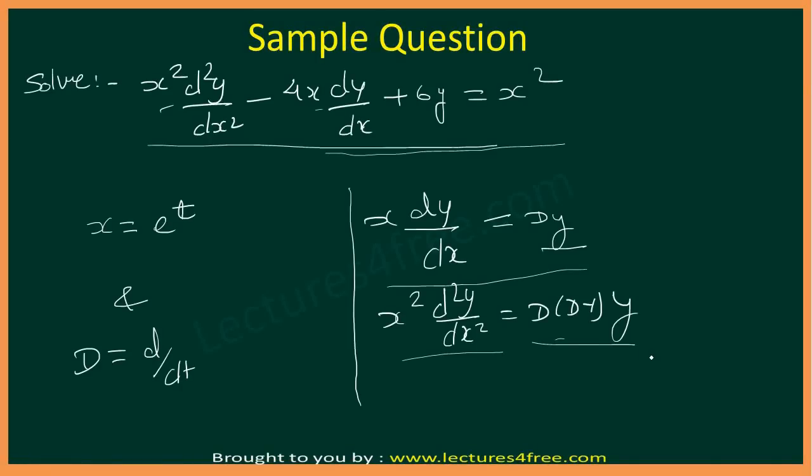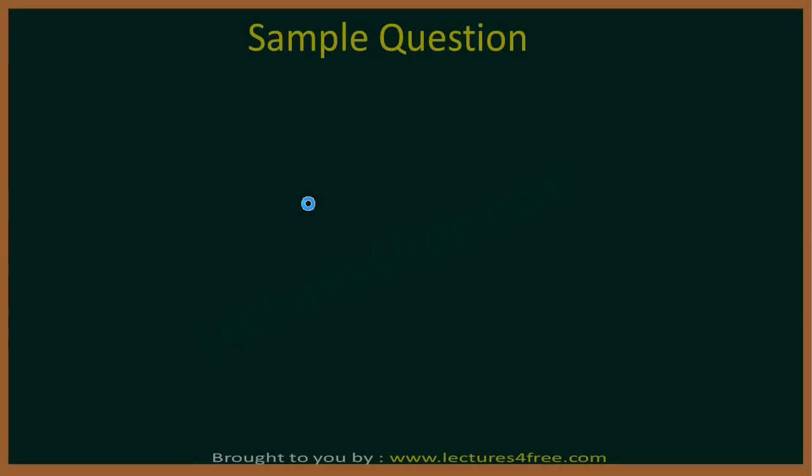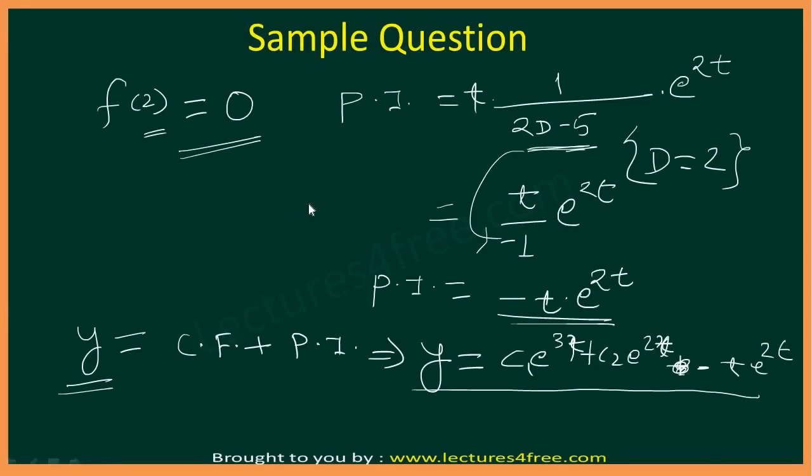So what will be the value of t in terms of x? We can get it from here. We made the assumption that x is equal to e to the power t. So here we can write t is equal to log x. We can write it like this. So now let's replace the t with log x.